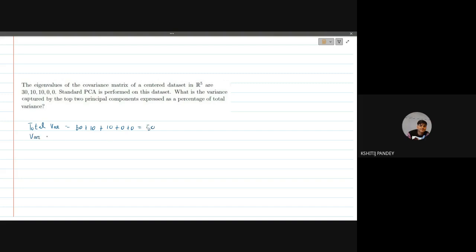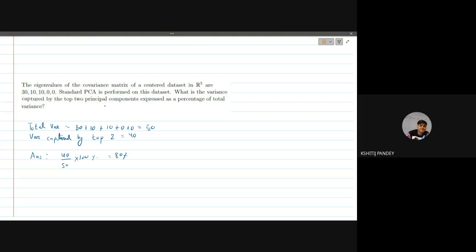Variance captured by the top 2 is equal to 40. So in percentage, the answer is 80%. Okay, thanks. Yeah, this is also simple.